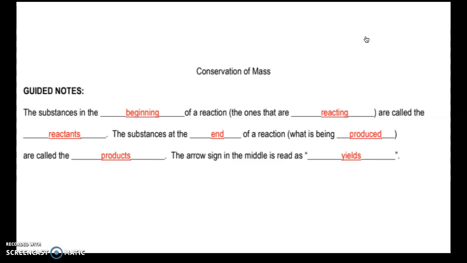The substances at the end of the reaction, or after the arrow on the right side, what is being produced, we call the products. The arrow sign in the middle reads yield, which we have talked about ever since we discussed photosynthesis. Your arrow means yield, which is a big fancy word for saying creates. So that tells us that when we read a chemical equation, our reactants yield or create our products.